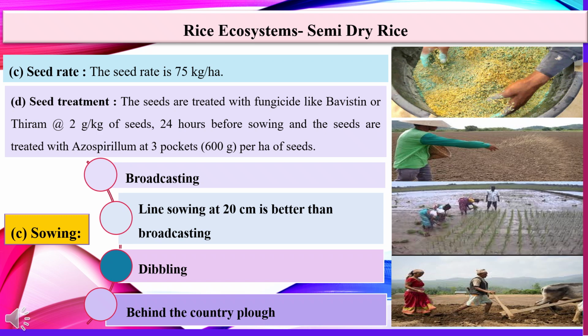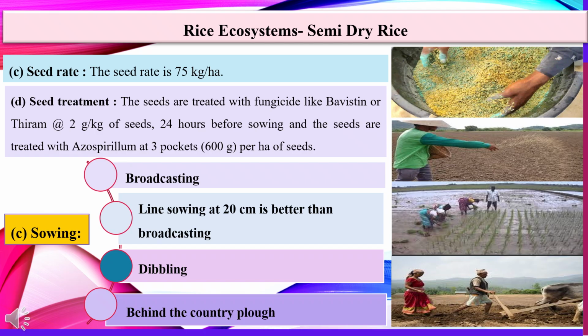Seed treatment. Treat seeds with Bavistin or thiram at 2 g per kg of seed, 24 hours before sowing, to protect against seed-borne diseases. Inoculate seeds with Azospirillum at 3 packets, 600 g, per hectare seed rate to improve root growth, nitrogen fixation, and early vigor.